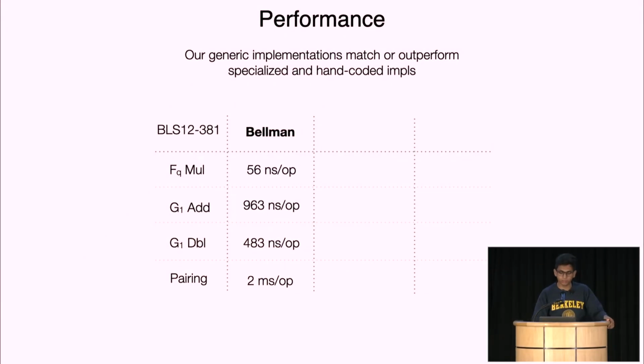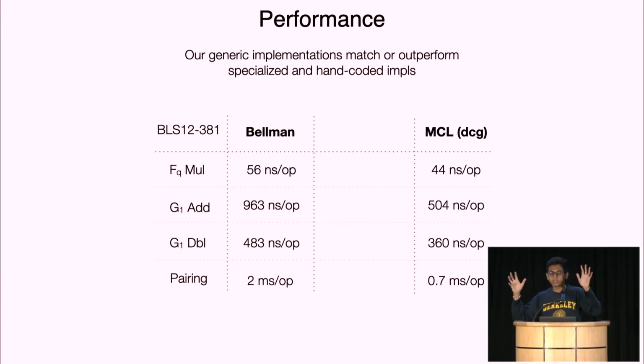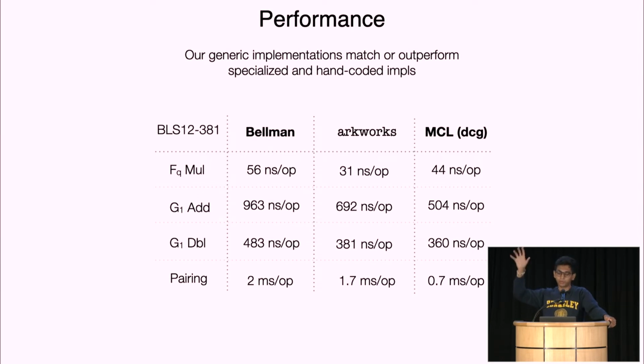And what we find is that ArcWorks, our implementations, live somewhere between the two extremes of completely safe Rust code, which is implemented in the Bellman ecosystem, and somewhat sketchy dynamic code generation, which happens in one of the state-of-the-art libraries called MCL. ArcWorks sort of lives between these two worlds and sometimes is even more efficient. For example, the base field multiplication ends up being more efficient. And these numbers are also out of date. I didn't get a chance to update the benchmarks, but I think in master right now, all these numbers are better for ArcWorks.